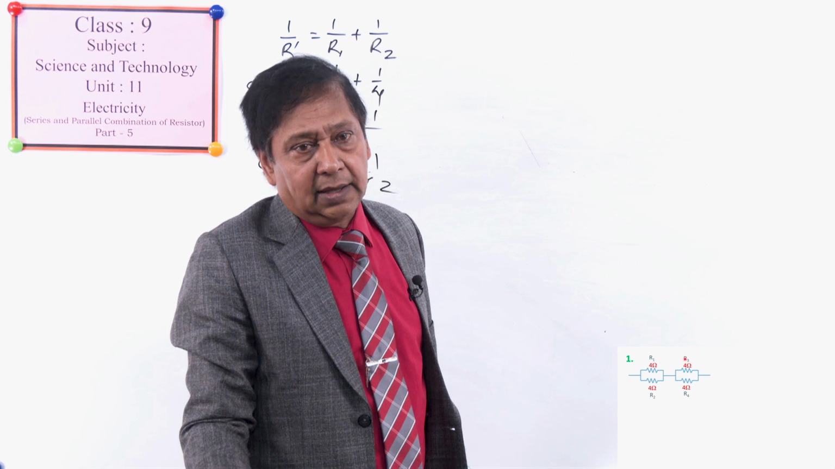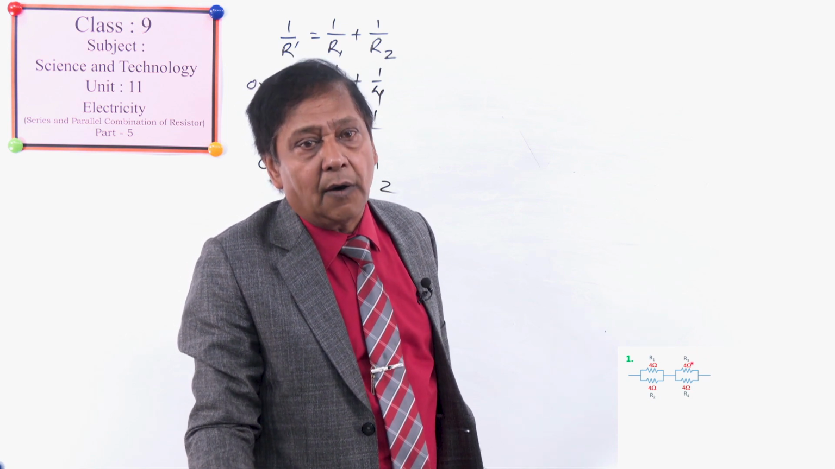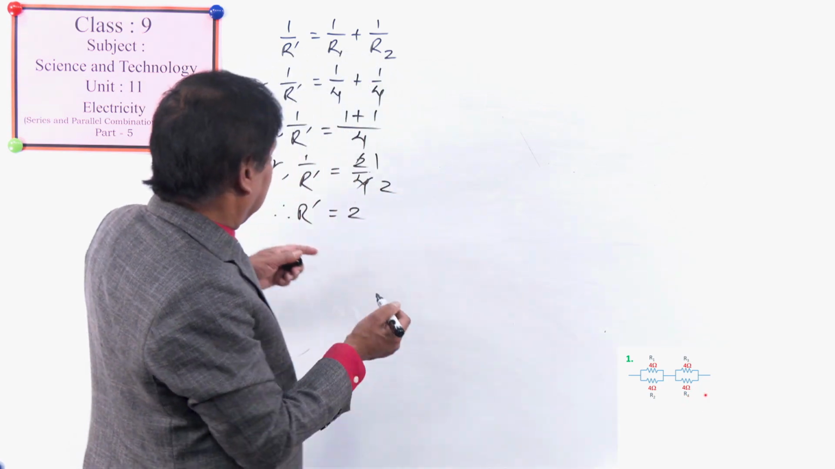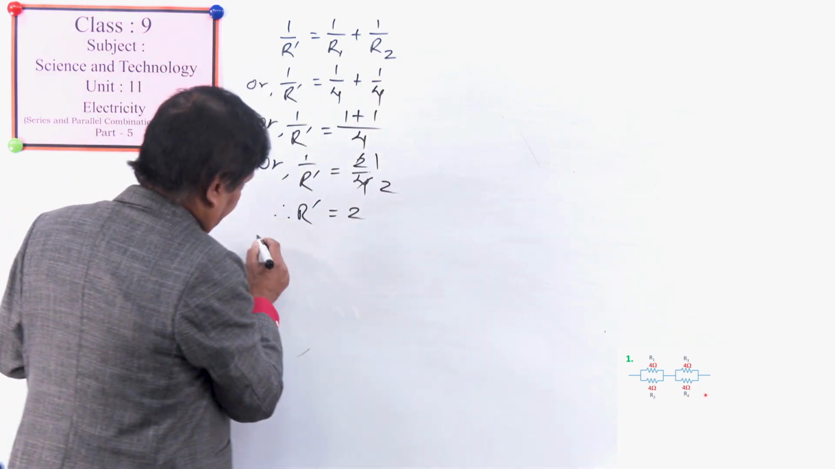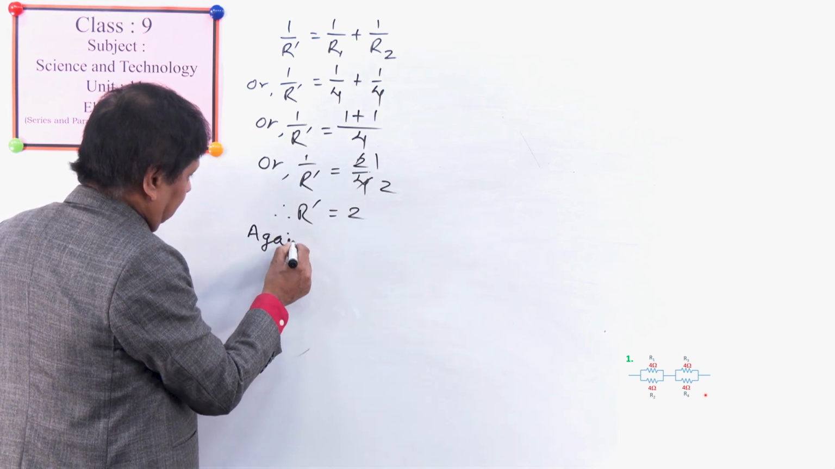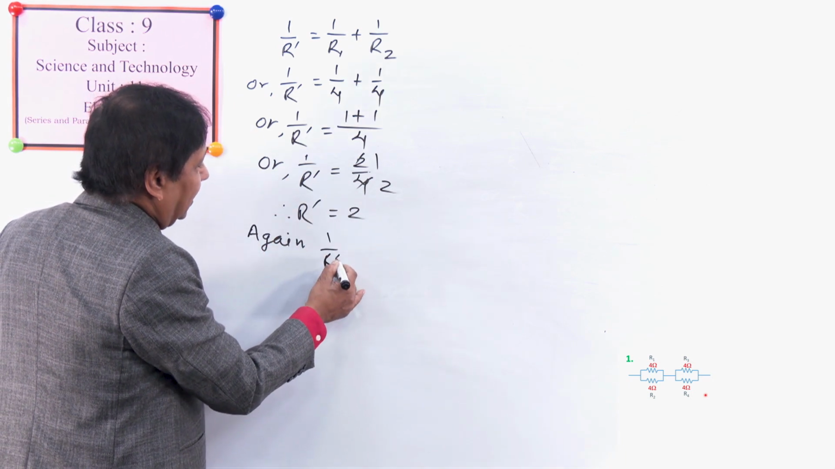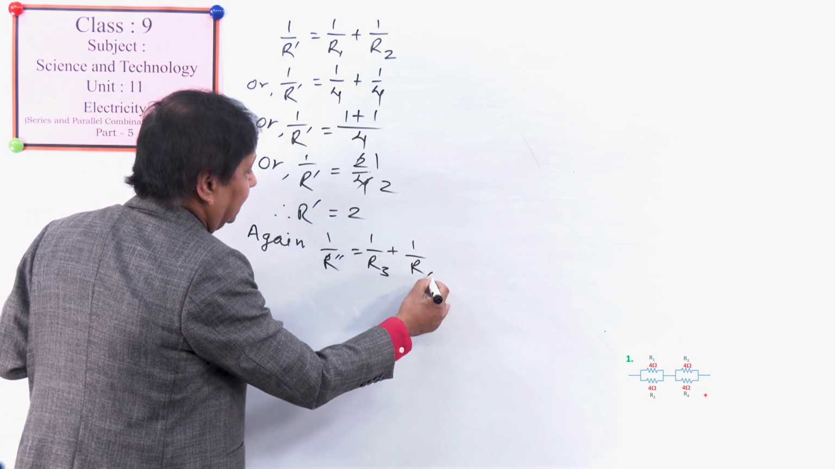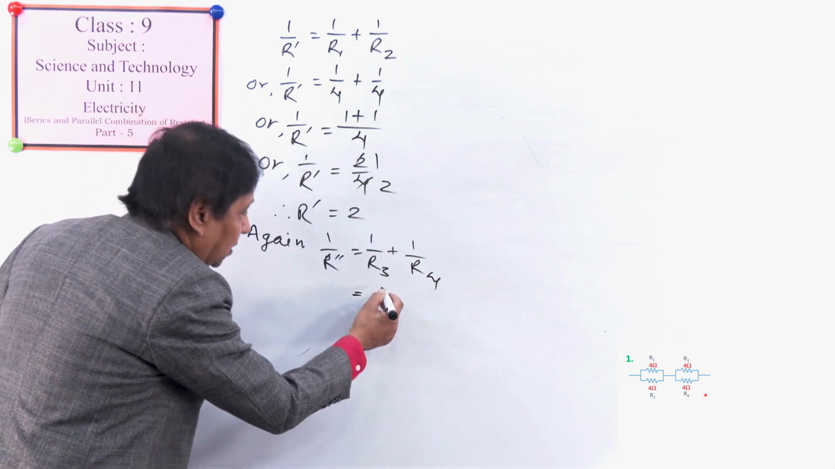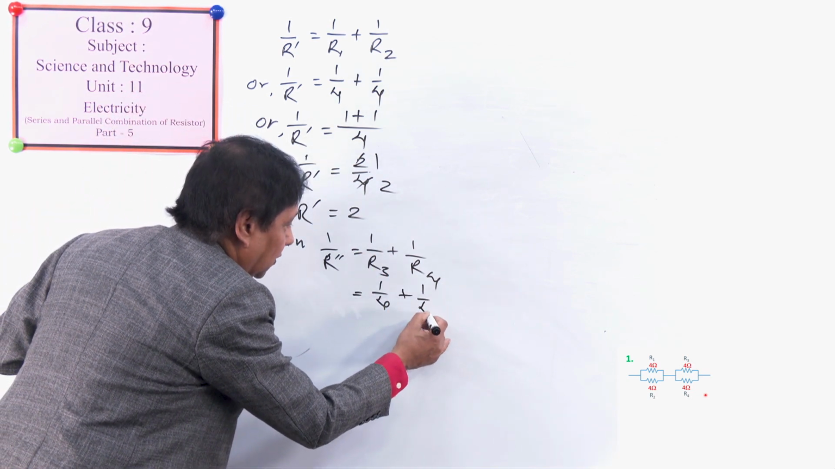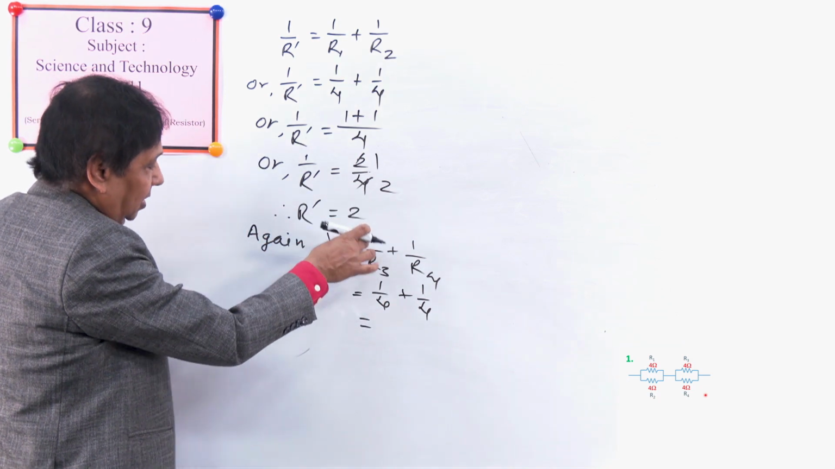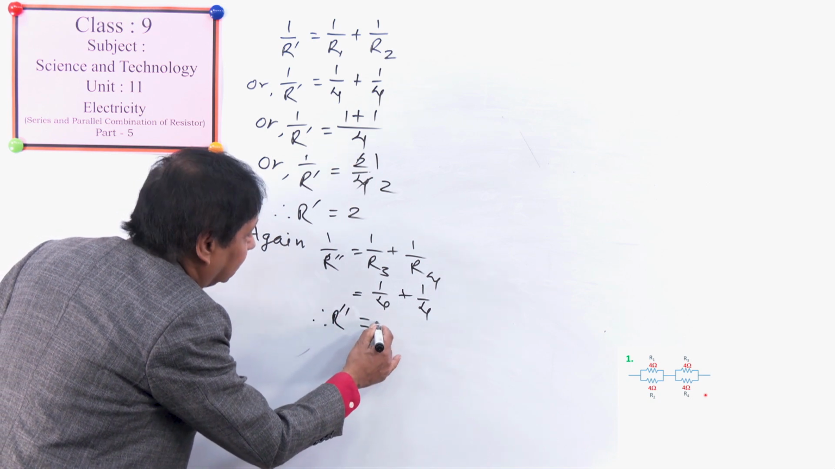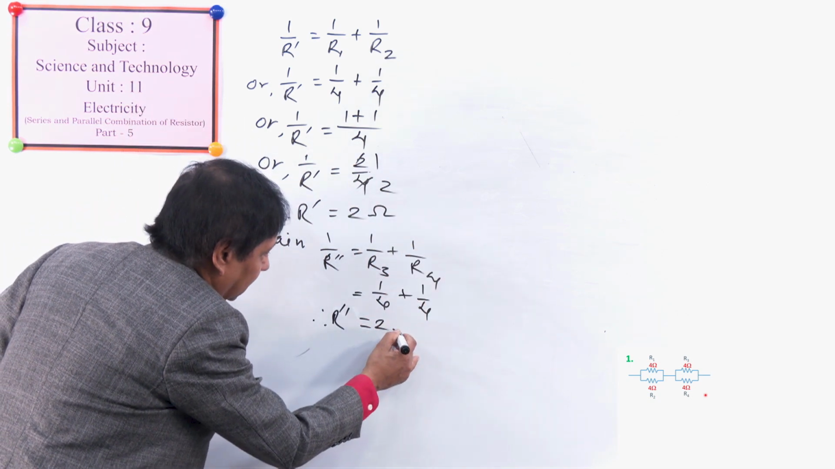Now this is the total of R1 and R2. In a similar way, if we take the total resistance of R3 and R4, then we will get the same result. Again 1 by R double dash is equal to 1 by R3 plus 1 by R4, and this is equal to 1 by 4 plus 1 by 4, which was previously calculated, therefore R double dash is equal to 2. Here 2 ohm, here 2 ohm.